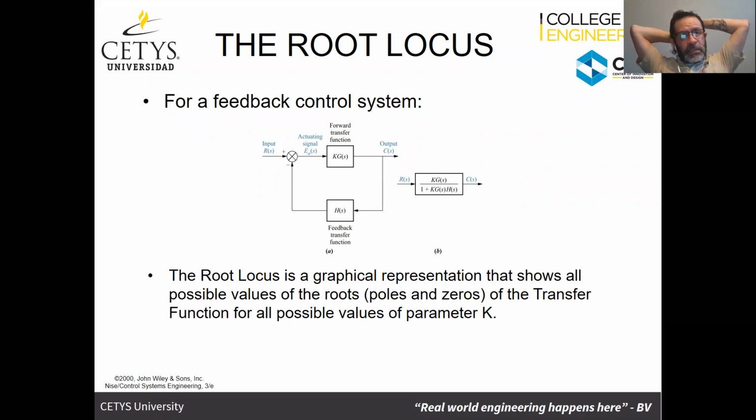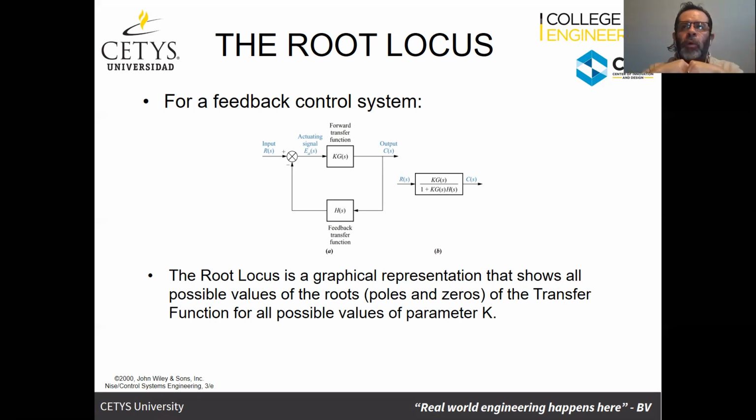Now, if I have a system where I can modify any of the parameters, like a certain gain K, if I vary the value of K, I'm going to change the behavior of the system. We already saw that when we did the lab exercise of the antenna. We saw that when we varied K, the antenna behaved differently.